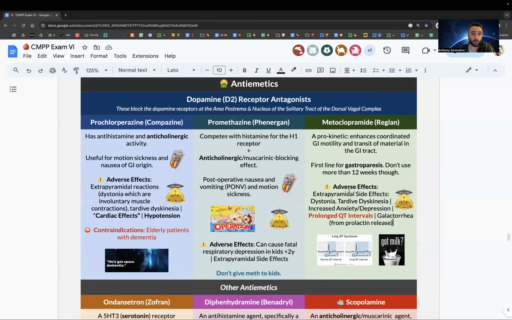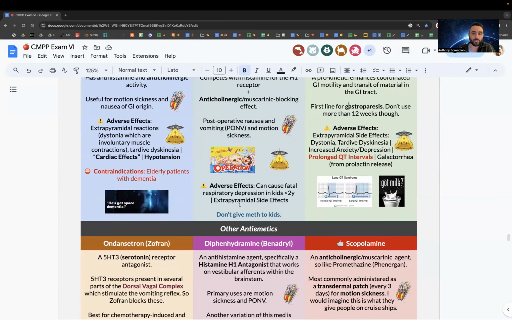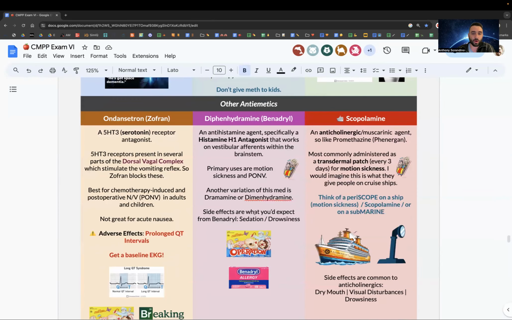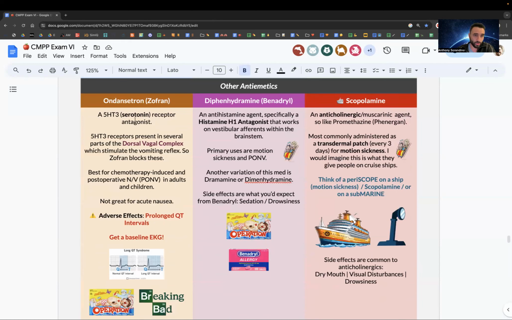So that's our top row. These are all dopamine D2 receptor antagonists. So they all generally have the same mechanism, but just know the big side effects, know what's good for gastroparesis, et cetera. The other 3 antiemetics are these 3. So we have ondansetron, Zofran. This one works on the serotonin receptor.